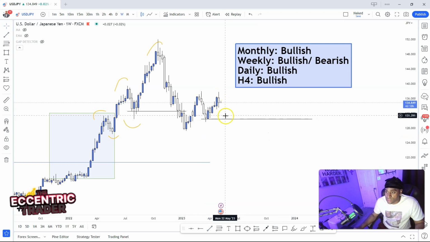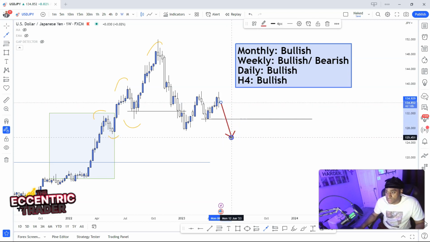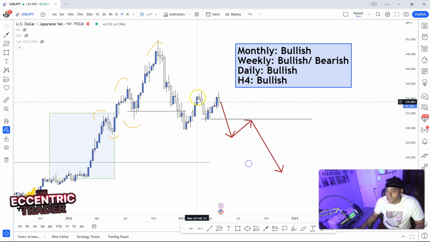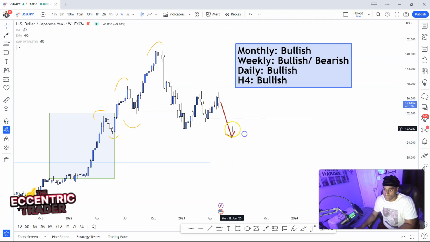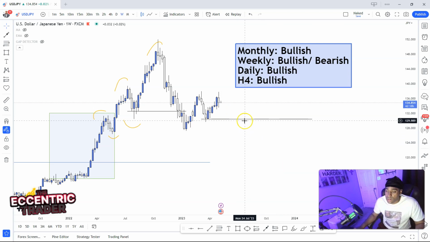For me to consider this bearish, just bearish, I would need this level of support to break on the weekly. Not to say that you can't get in sales because we're on a higher time frame. You can get in sales all the way down to here, but as far as market structure wise, I would need to see something like this for it to be straight bearish on this weekly time frame. All right, that's pretty much it for the weekly.